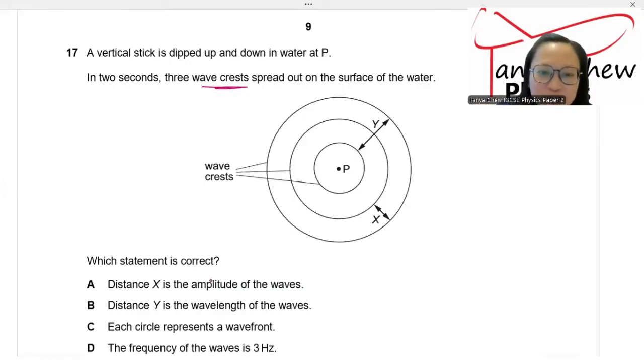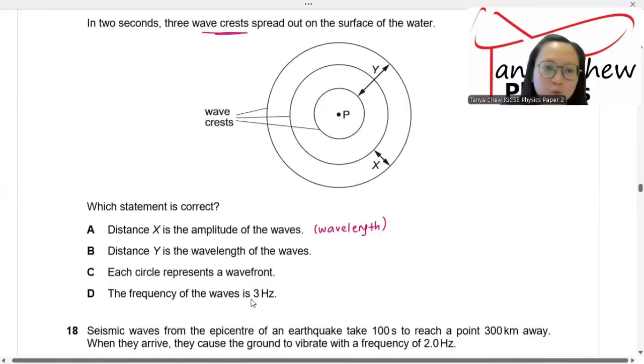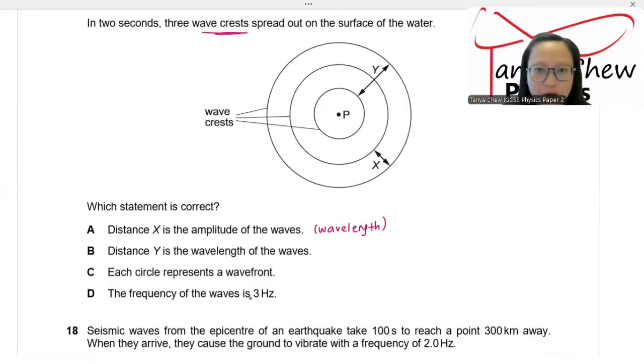Distance x is actually called wavelength. Distance between one crest to the other crest is called wavelength. Distance y is the wavelength of the wave? Distance y is actually double the wavelength, 2 lambda. See, each circle represents a wavefront, which is true because each circle represents a wave crest of the wave. That is called a wavefront of the wave. D, the frequency of the wave.